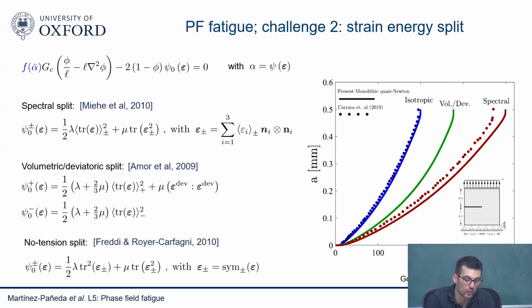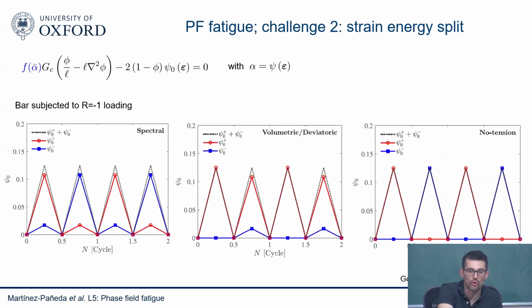So we concluded that for us, the only approach that seemed sensible was to use this no-tension split. This was initially developed for masonry materials, but is the way that allows you to basically accumulate damage only under tension. So if you look at a bar subjected to R equals -1, again, if you increase your R, then problems go away. But for R equals -1, you can see here that this is your cycle.